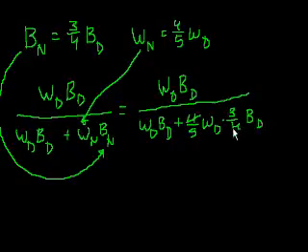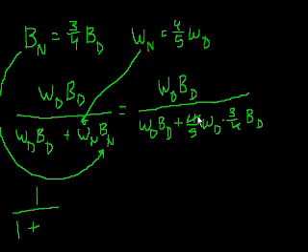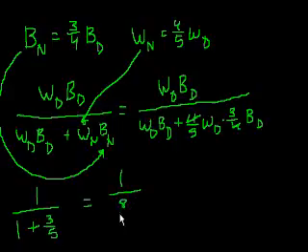See, the 4's cancel out, and actually we could simplify this. We can divide the top and the bottom by this W sub d times B sub d, and you get 1 over 1 plus, see, all of these cancel out, and you're just left with 3/5. That's equal to 1 over, see, 1 is 5/5, so that's 8/5, which is equal to 5 over 8. And that is choice E.